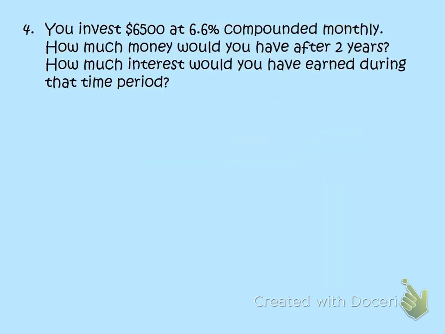Next one says that you invest $6,500 at 6.6%. Compounded monthly means that we're not compounding continuously. And so we want to use this second formula. This guy right here. Okay? Now, $6,500 is your principal amount. 6.6% is obviously your rate. Question is, how much money would you have after 2 years? And so 2 is going to be your time. Since you're compounding monthly, you're getting paid 12 times per year.